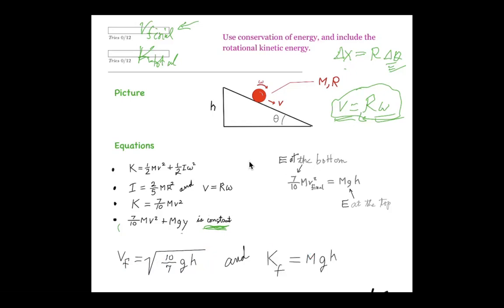The second question is, what's the kinetic energy at the bottom? Well, we could say it's 7 over 10 m v squared, where v is the velocity at the bottom. Or we could just say it's the same as mgh, because all of the energy at the bottom is in the form of kinetic energy, and all the energy at the top is in the form of potential energy, mgh, and they have to be the same. So there are the two answers.